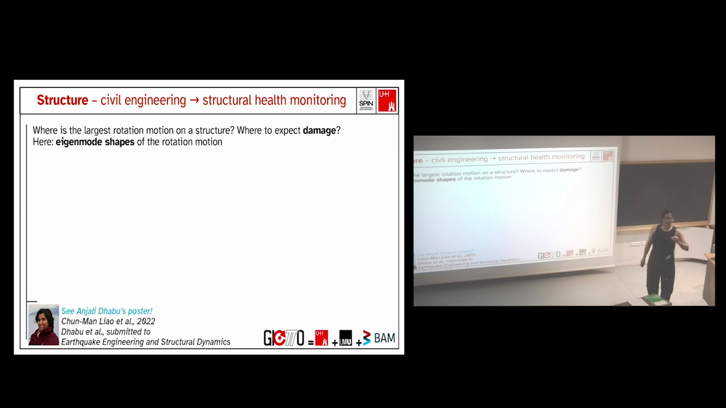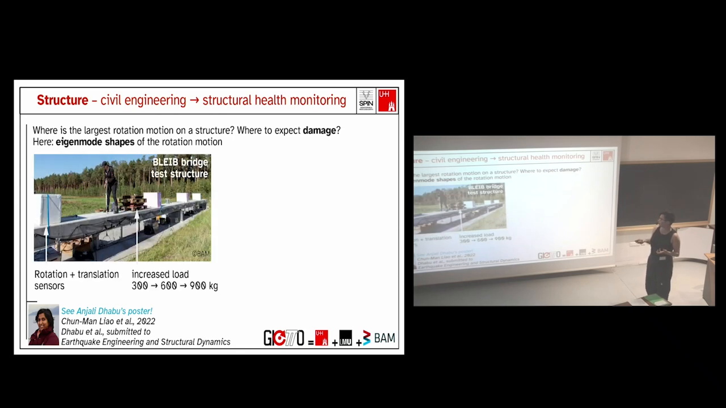And one of the questions in that project is, where do we expect the largest rotation motions in a structure to happen? Because you would expect damage to start occurring there. And here what we did is look at the eigenmode shapes for rotational motion on a small test structure that's part of this BAM institution. The test structure is essentially, I think, a 24-meter long concrete bridge structure with 3 supports.